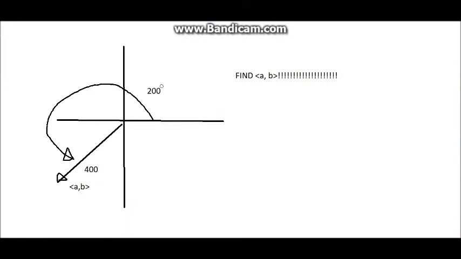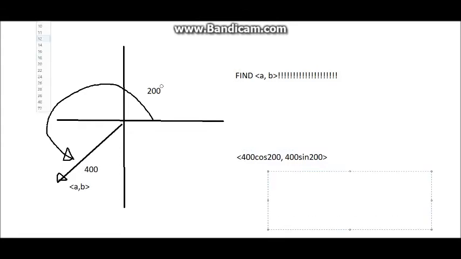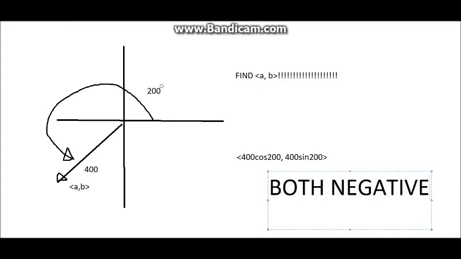So in this one, we know that the magnitude is 400 and that the angle measure is 200, and we have to find A and B. And to do that, we can just do 400 cosine 200 and 400 sine 200. And it's as easy as that. Except you have to remember that you are in the third quadrant. Therefore, they are both negative. Don't forget that. Negative 400 cosine 200, negative 400 sine 200.